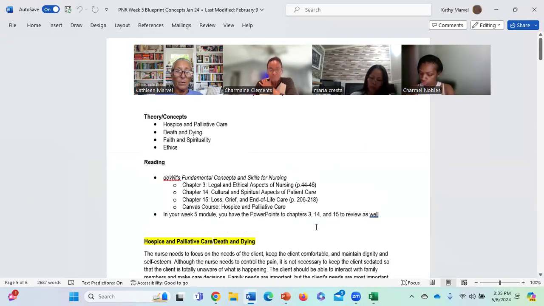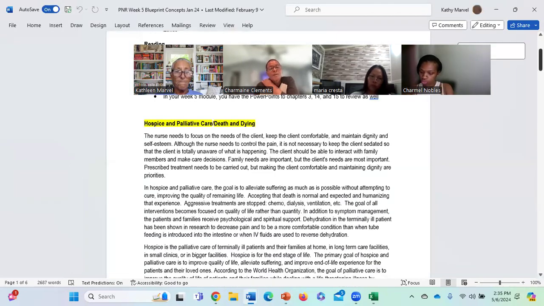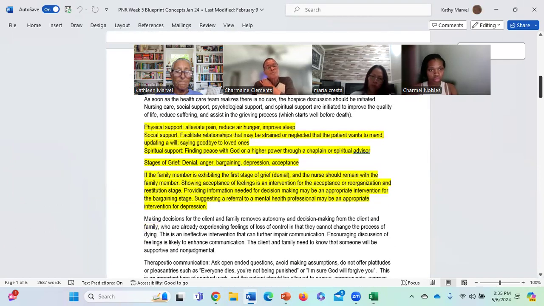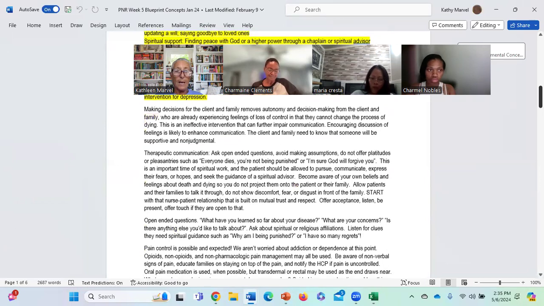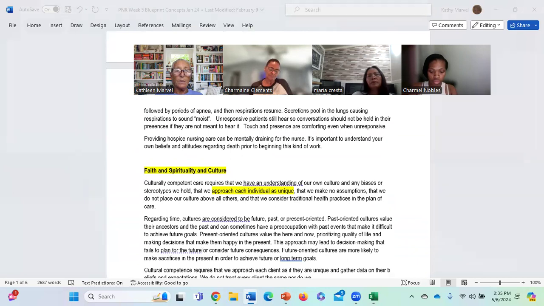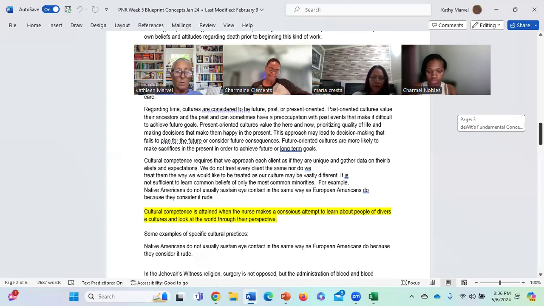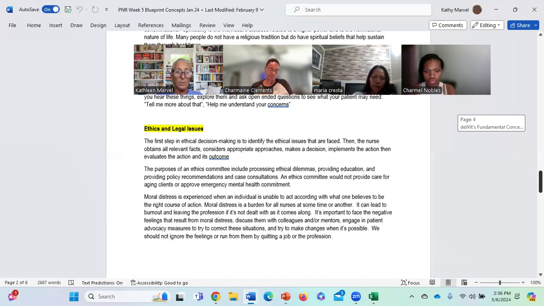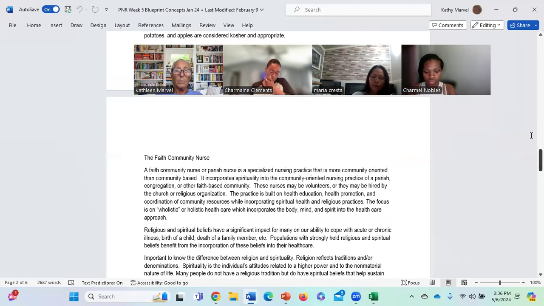I want to make sure I covered all my notes here. I know we talked about hospice. You guys know about stages of grief. We talked about that. Therapeutic communication. We talked about that. Faith and spirituality. We talked about that. Cultural competence. We talked about that. Legal and ethical issues. Yep, we covered all that. Okay. We're good.